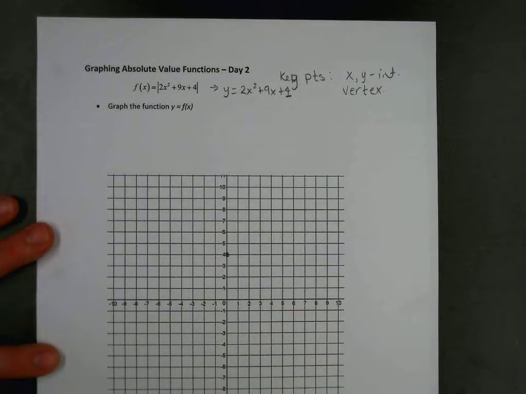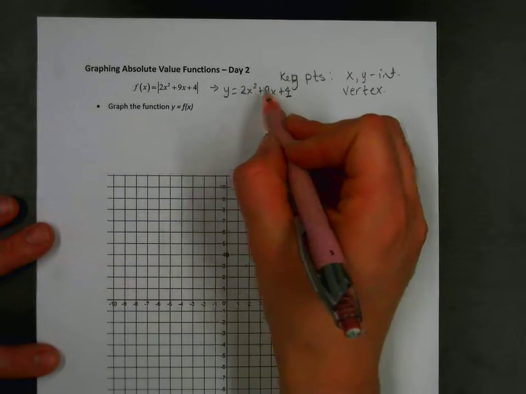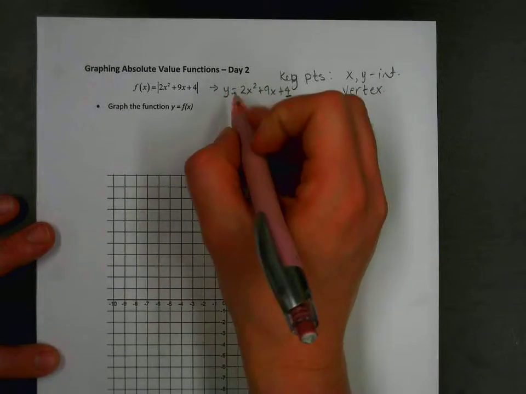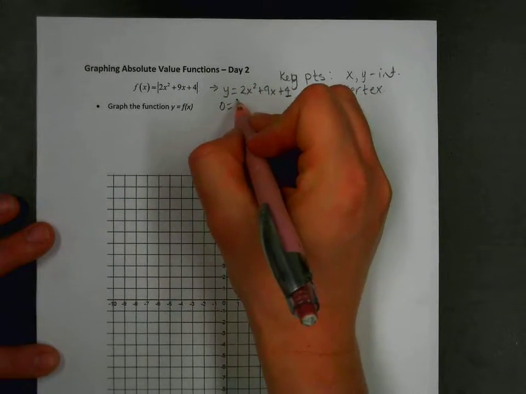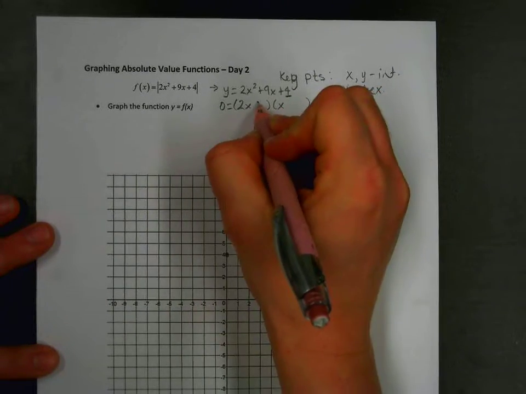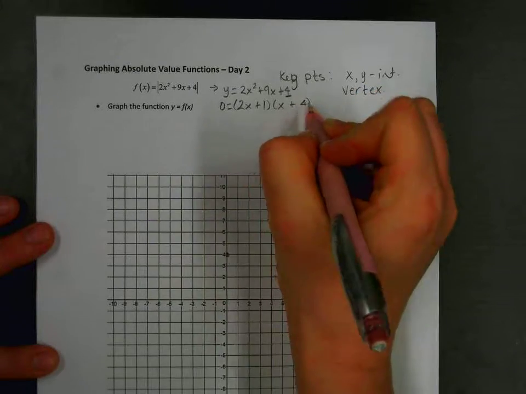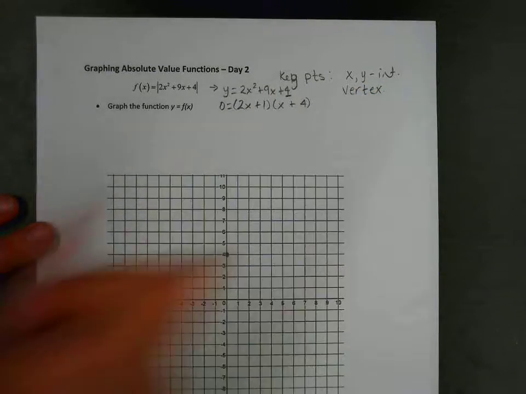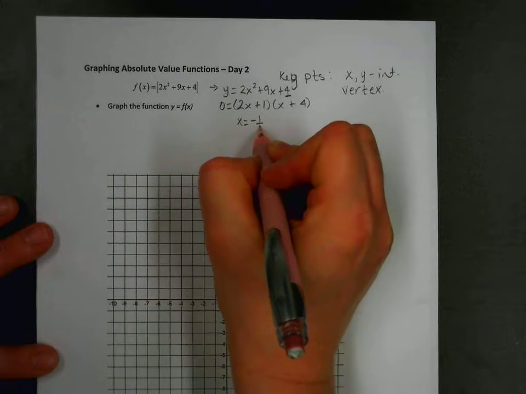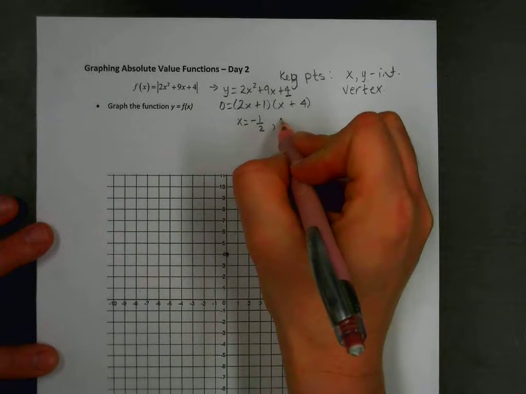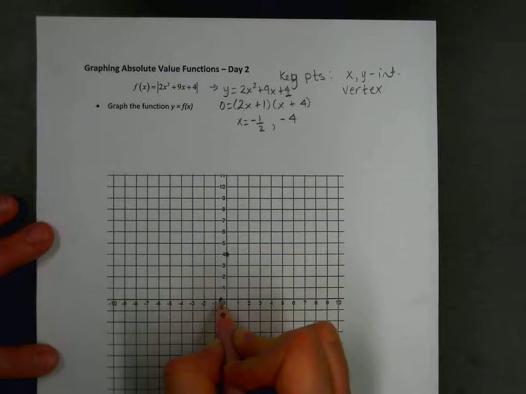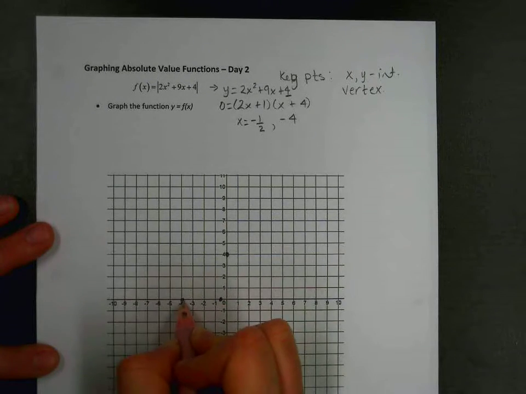Now I'm going to find my x-intercepts. To find the x-intercepts of this function, we need to factor it and solve the equation for when y is equal to 0. When I factor this, I get 2x plus 1, times x plus 4. This is 8, this is 1, that's going to add to 9. So my x-intercepts are going to occur at -1/2 and -4. I'm going to plot these on my graph.